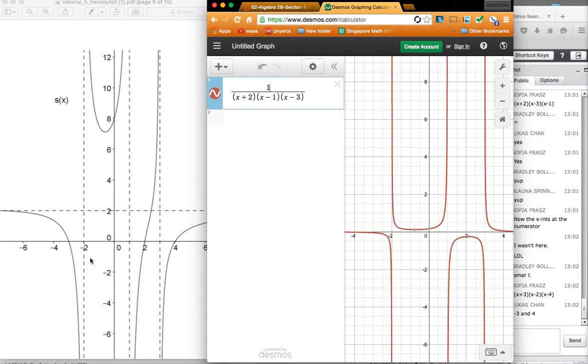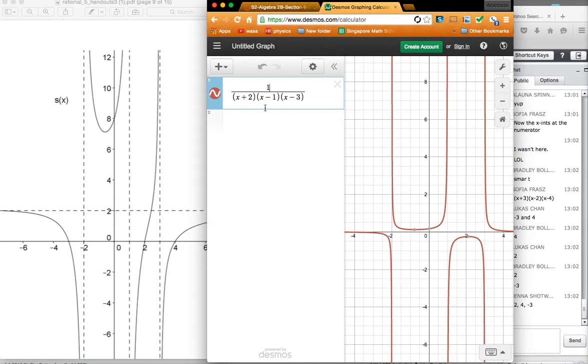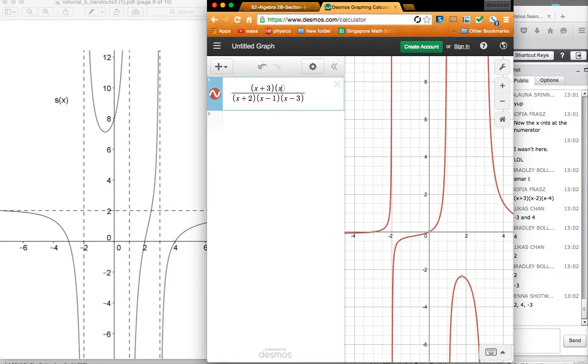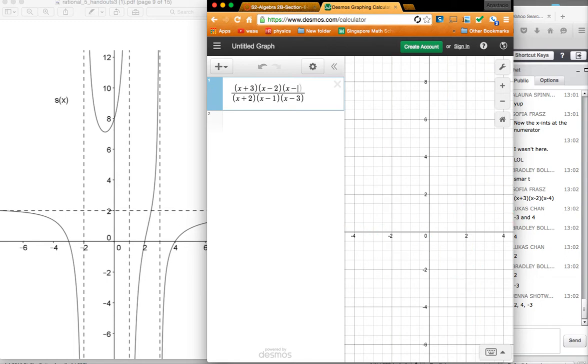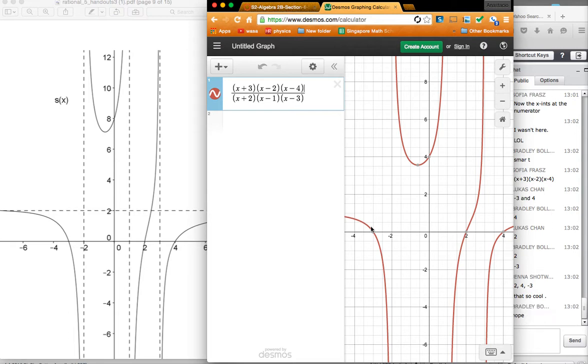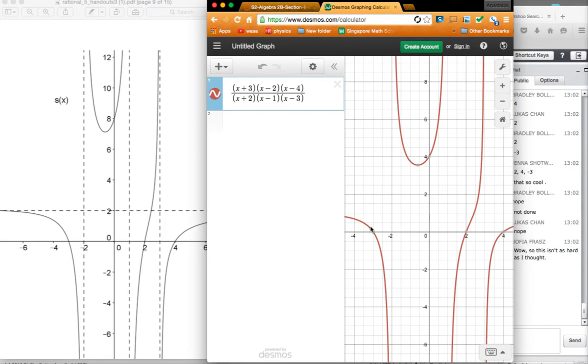Okay, Sophia's saying that your equation is going to be x plus 3, x minus 2, x minus 4. I agree. x plus 3, x minus 2, x minus 4. Cool. That's it. Now Bradley's saying no. Not done. Lucas is saying no. Okay. What's the problem here?